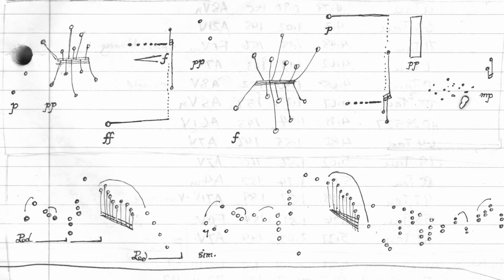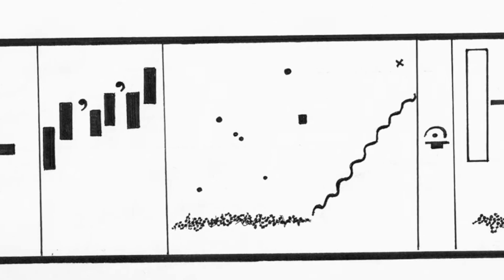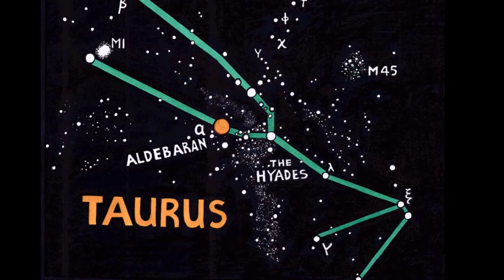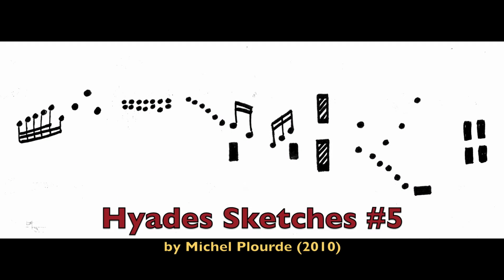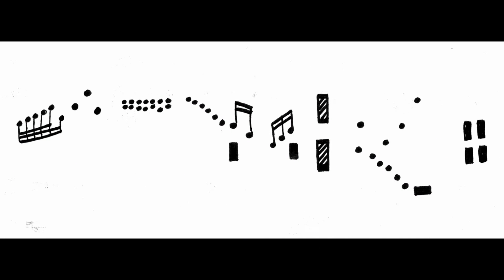There are a number of piano sketches called the Hyades Sketches. The Hyades is a cluster of stars in the constellation of Taurus. They have a number of solo piano pieces that use graphic notation, but most of that piece is still in sketches. It has to be worked out. They may not all be solo piano pieces.